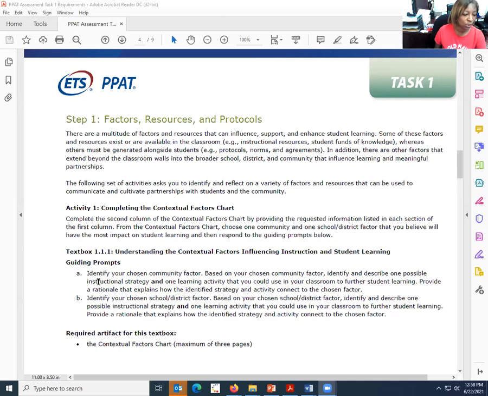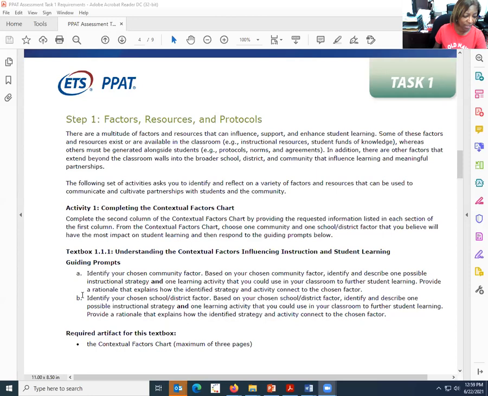You are to identify your chosen community factor. Based on your chosen community factor, you are to identify and describe one possible instructional strategy and one learning activity that you could use in your classroom to further student learning. Then you are to provide a rationale that explains how the identified strategy and activity connect to the chosen factor.